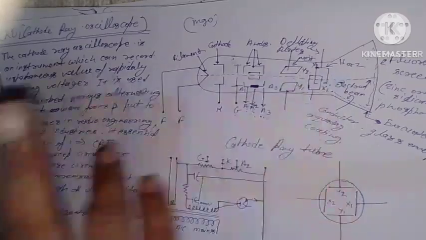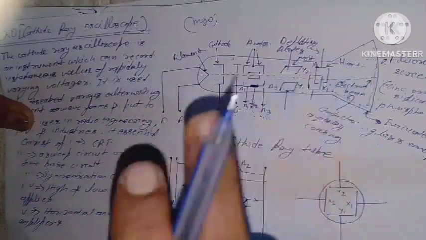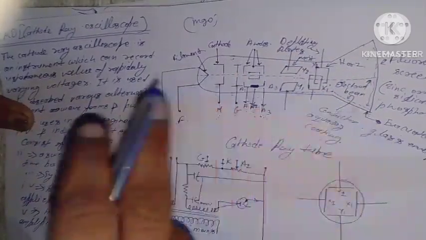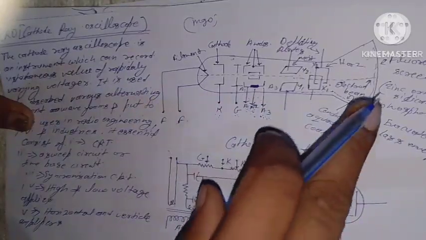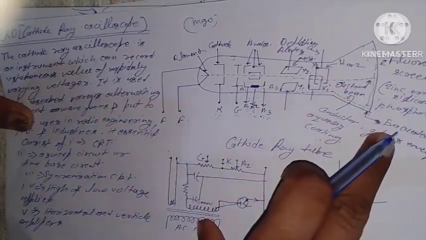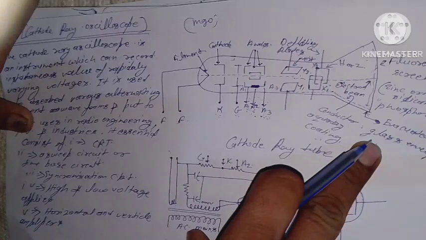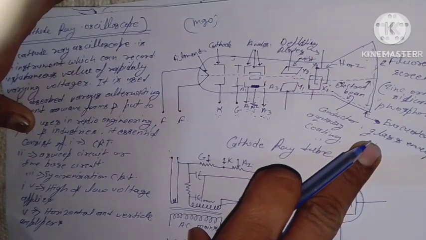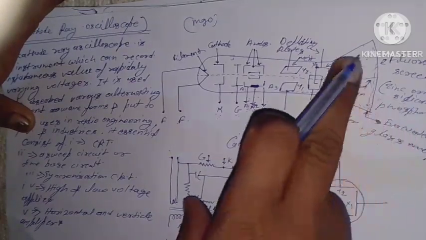The aquadag is not directly connected to the screen. It only collects the secondary electrons emitted by the screen when the electron beam strikes it and returns them to the cathode.